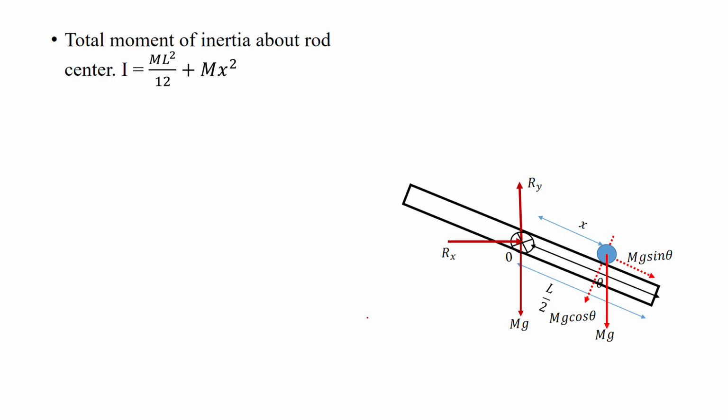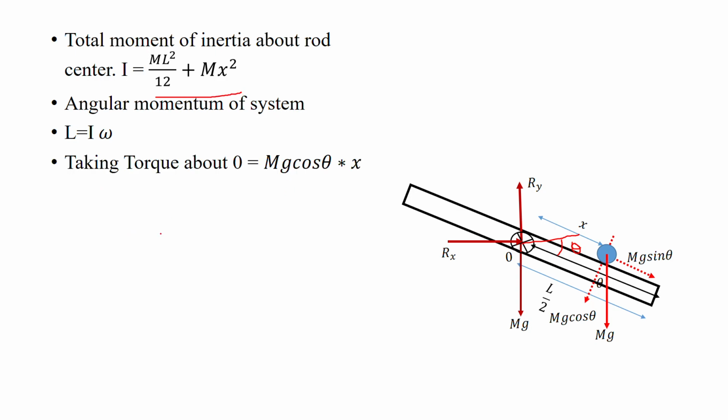So the total moment of inertia at any instant, suppose this rod is making an angle theta with the horizontal. The total moment of inertia will be the moment of inertia of the rod, that is ml square by 12, plus the moment of inertia of the insect, that is mx square, where x is the distance from the center of the rod. So the angular momentum of the system will be I into omega, where I is ml square by 12 plus mx square.